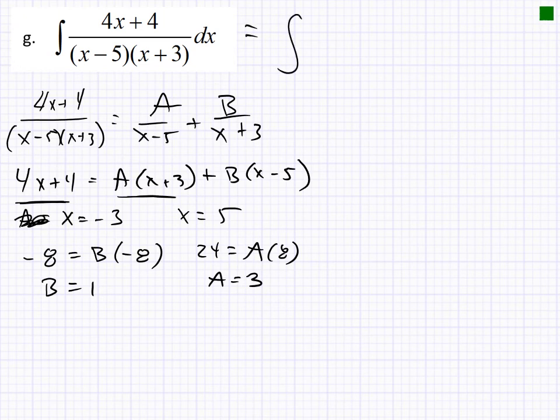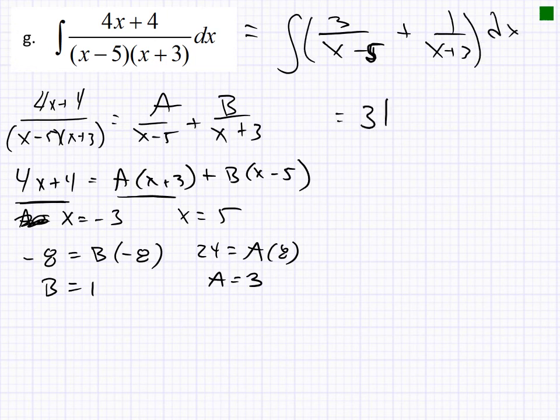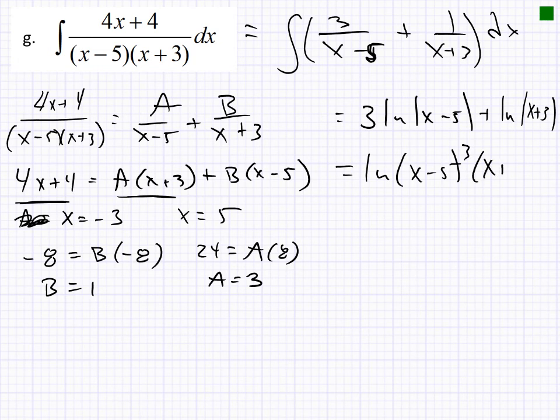So this integral becomes 3 over x minus 5 plus 1 over x plus 3 dx. So 3 ln of x minus 5 plus ln of x plus 3 gives you ln of x minus 5 cubed times x plus 3 plus c.